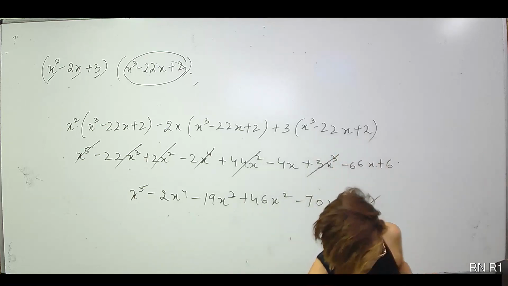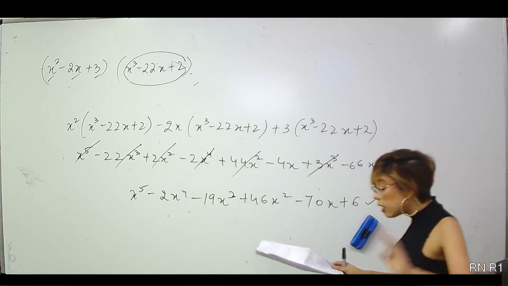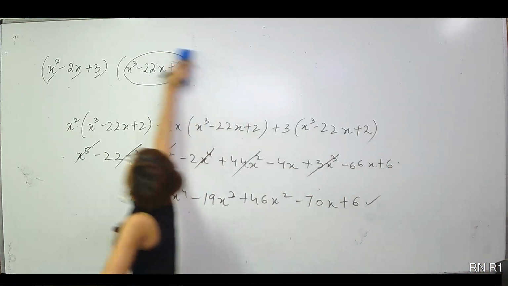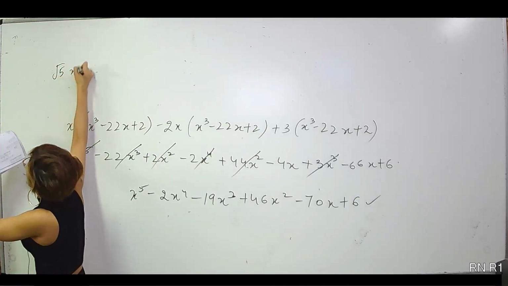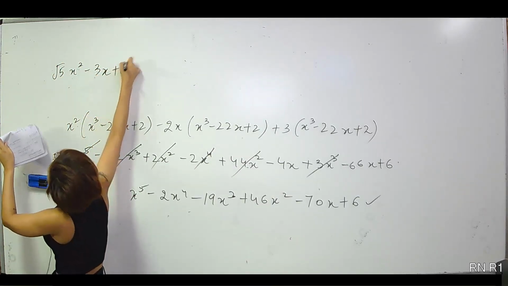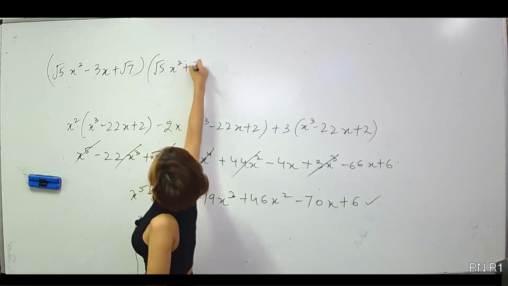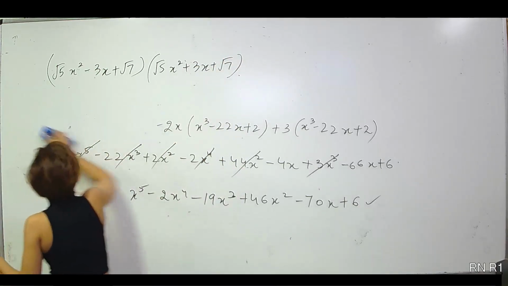Check whether you have the answer or not. Let me also check whether I have committed an error. No, perfect, perfect. You can multiply at a fast pace, absolutely fine. Write down the next one: root 5 x squared minus 3x plus root 7, into root 5 x squared plus 3x plus root 7, at a fast pace.